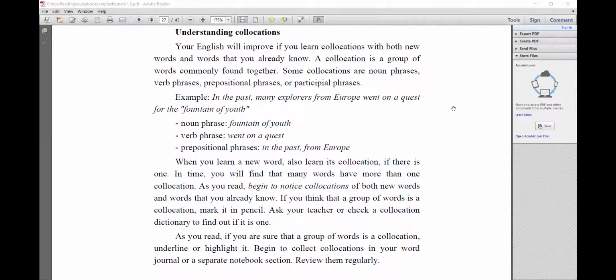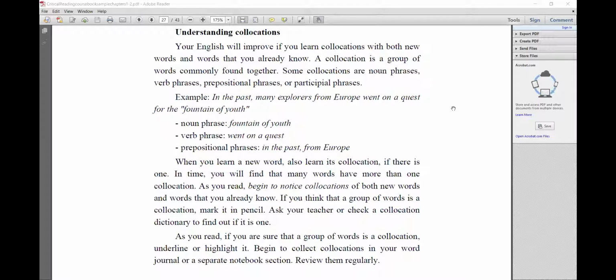It's one way to keep things in your mind, and it's one way to retain words in your memory, because obviously we read so many words and then we forget them. So the easiest way is to associate a difficult word with some easy word or some phrase so that you can keep it in your mind. So it's a very interesting strategy. When you learn a new word, also learn its collocation.